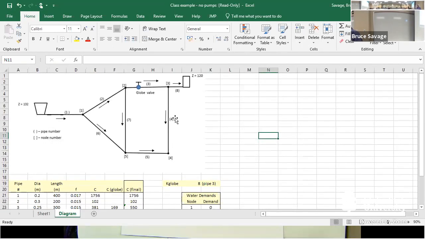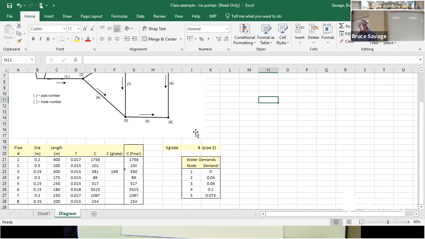So we have this pipe network. We have a reservoir over here with an elevation of 132, and all these are in meters. And then pipe 1 coming down to node 1. I put the nodes in brackets, the pipes in parentheses. We have a globe valve up here in our third pipe. And we have another reservoir over here with an elevation of 120.